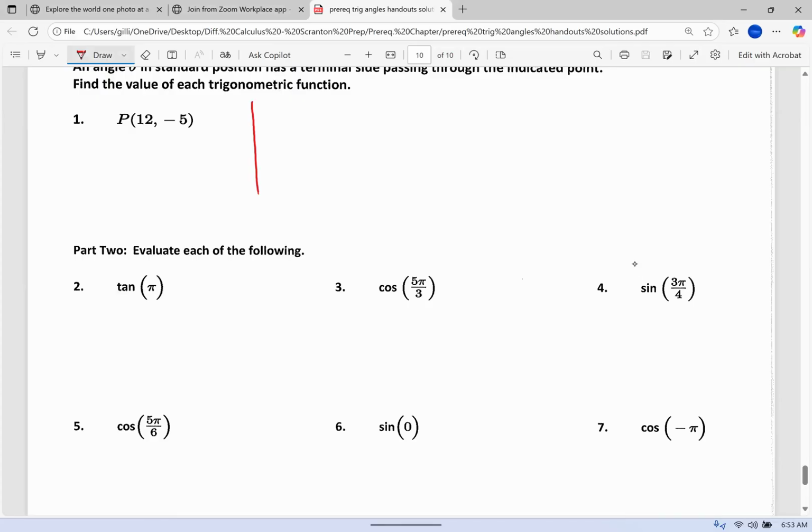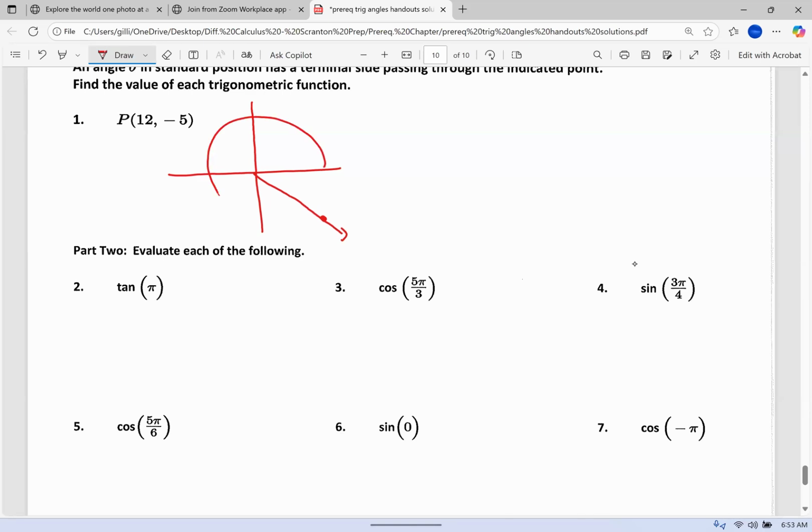So we graph the point 12, -5. So that puts us here down in the fourth quadrant. So it's this angle theta in standard position, which goes counterclockwise. That's theta right there, and the terminal side is passing through that point, 12, -5. We're going to make our triangle perpendicular to the x-axis. X here is a positive displacement of 12, and y is a vertical displacement of -5.